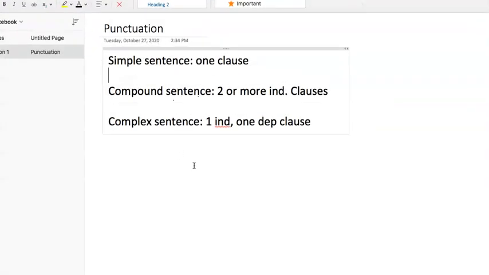All right, guys, punctuation on this one. Okay, so we start off with these three types of sentences that you need to be familiar with, which is the simple sentence, the compound sentence, and the complex sentence.